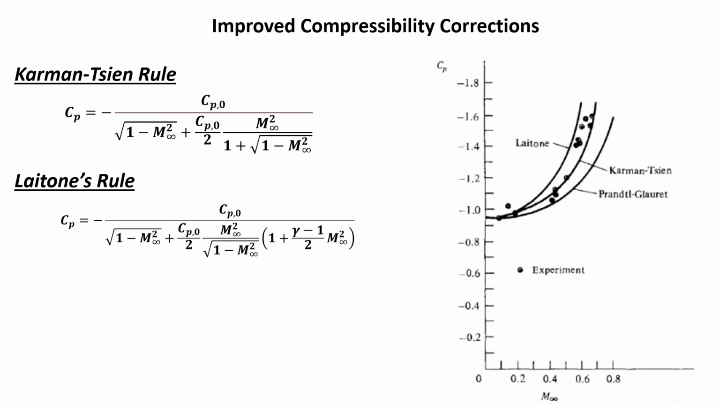And the Prandtl-Glauert correction is less accurate when the Mach number is higher than 0.6. I would say it's significantly smaller. Yeah. For example, at Mach number 0.6, the Karman-Tsien rule gives a result of Cp minus 1.3, but the Prandtl-Glauert correction only gives minus 1.1. So there is a big difference.